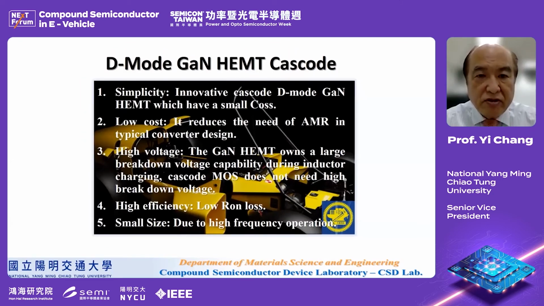I present a few examples of D-mode GaN HEMT cascode. The reason we use this approach is because of the simplicity. The cascode D-mode GaN HEMT has a small output capacitance, and it's low cost. It reduces the need for an ASIC in typical converter design, and high voltage GaN HEMT has a large breakdown capability. Cascode modes do not need high breakdown voltage, and are high efficiency due to the low on-loss, and small size due to high frequency operation.